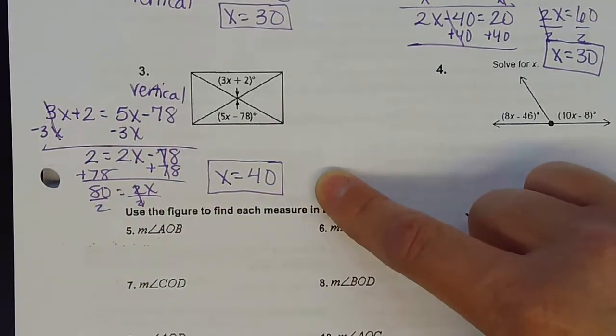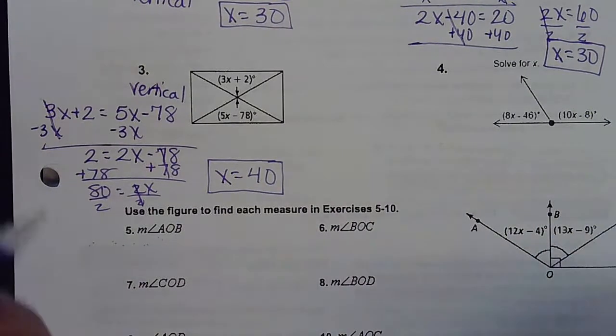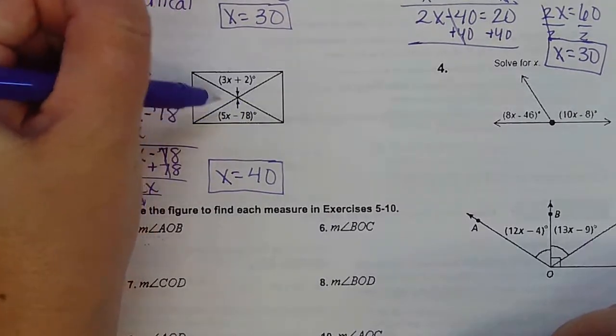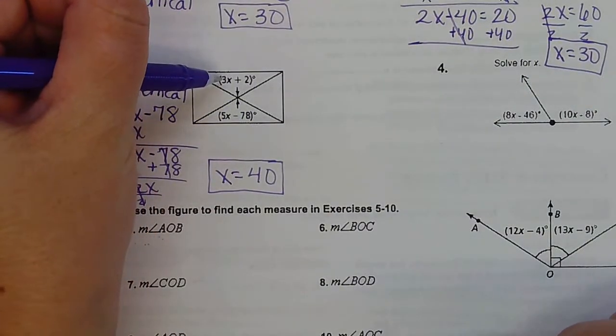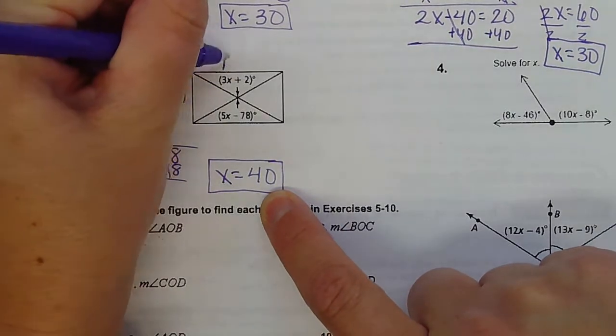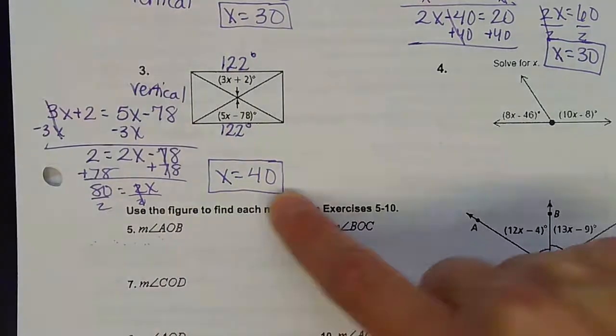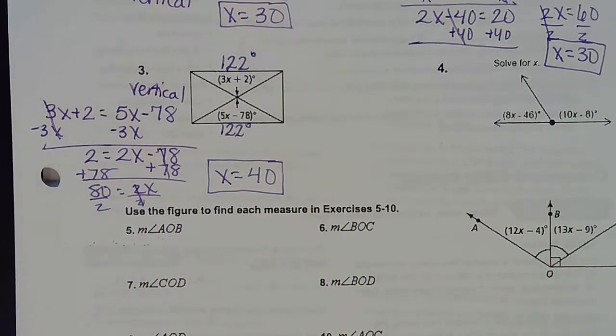And again, since they're vertical angles, once you plug it into one spot, you will get the other angle automatically. This one's going to give me big numbers, so I'm going to plug it in right here. 3 times 40 is 120. 120 plus 2 is 122 degrees for both of these. Any questions there?